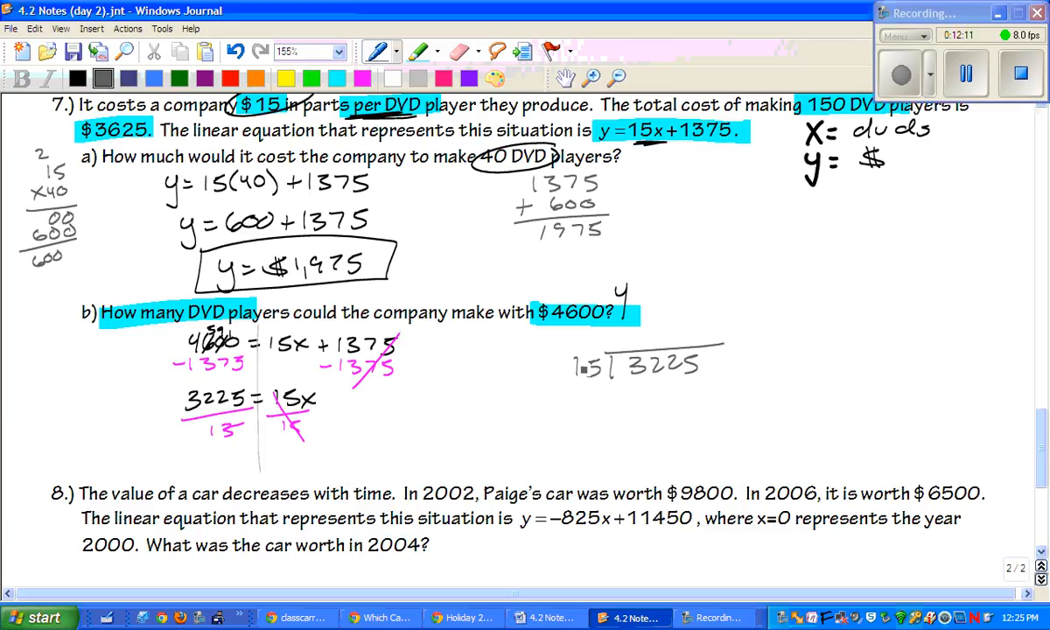Okay, does 15 go into 3? No, but does it go into 30? Yes. Now you guys should be using your multiplication charts for this to help you out. Okay, subtract, and you get 2. Bring the 2 down. 22, how many times does 15 go into 22? 1 time. Subtract, and bring down the 5. And now how many times does 15 go into 75? That is 5 times. So with this, if the company had $4,600, they could make 215 DVD players.